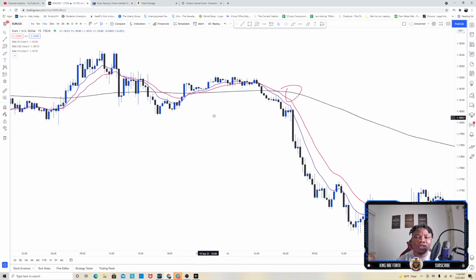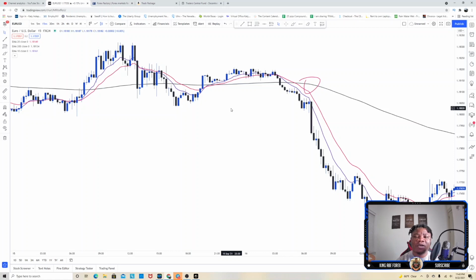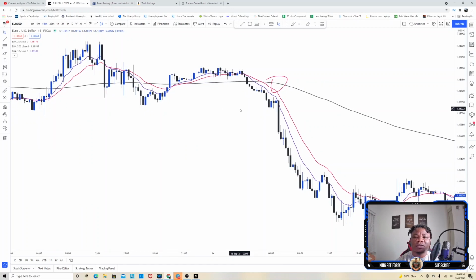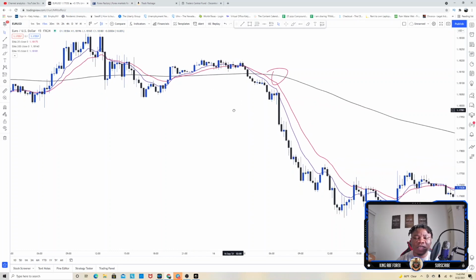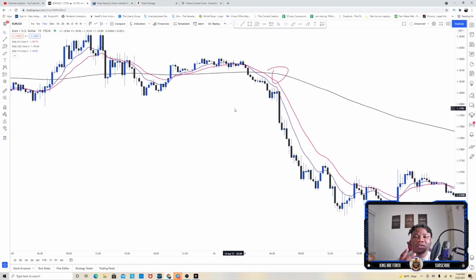But for you to be able to have a very high win rate and become a consistently profitable trader, you have to use support and resistance with whatever strategy you're using. So that's why with this strategy, we're going to be including support and resistance for our entry.